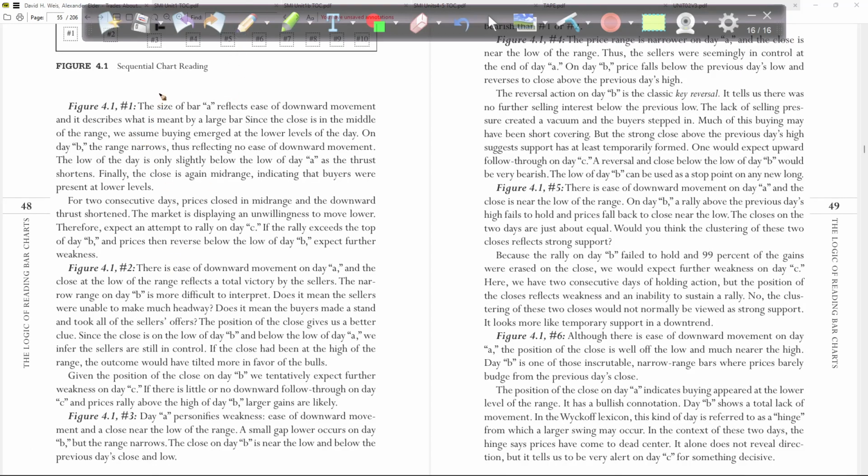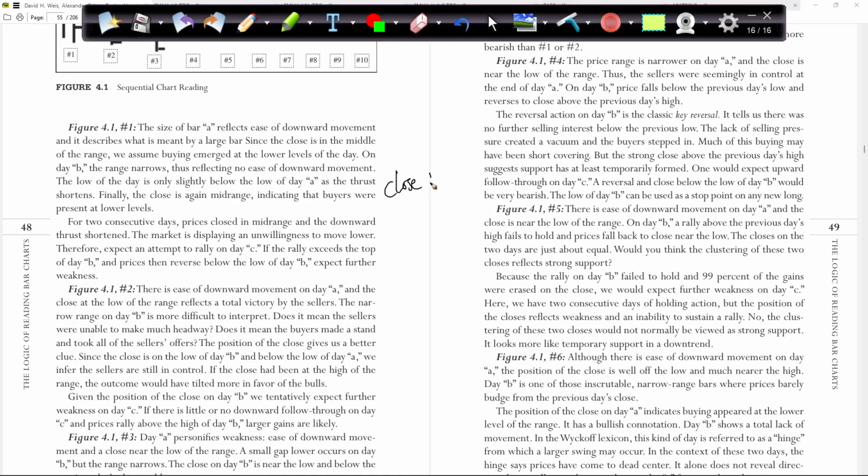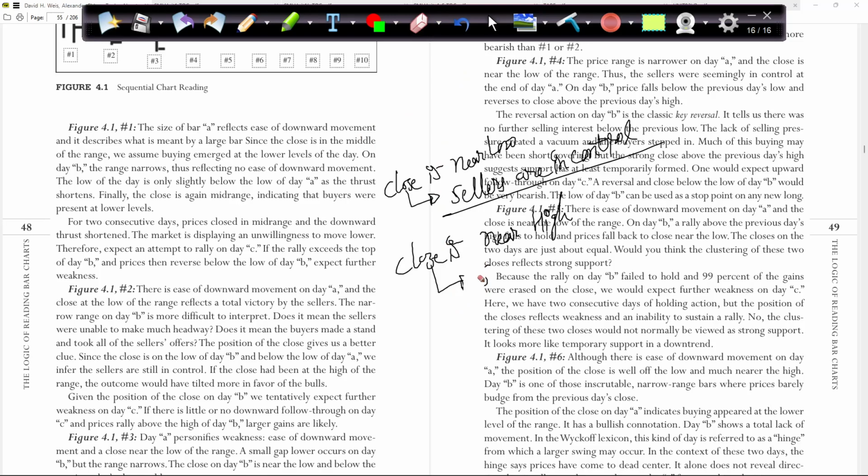So we are saying if the close is near the low, then that means sellers are in control with respect to the previous bar, and if the close is near the high, we say the buyers are in control.